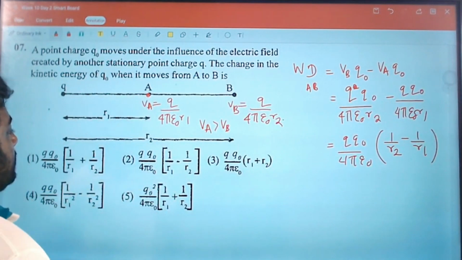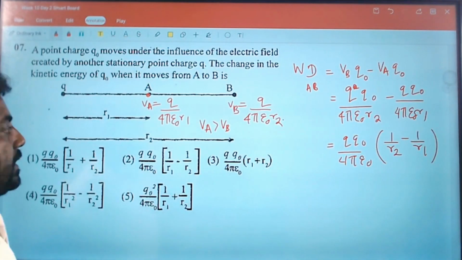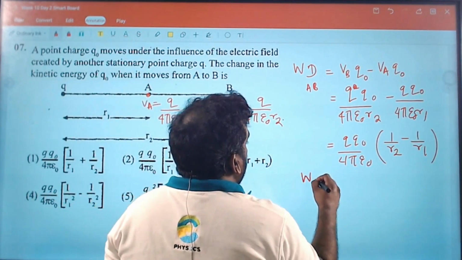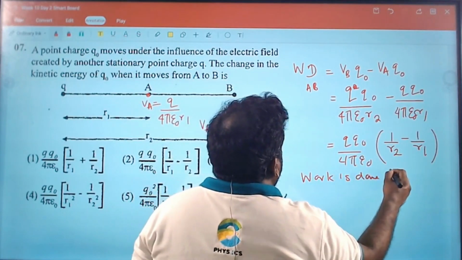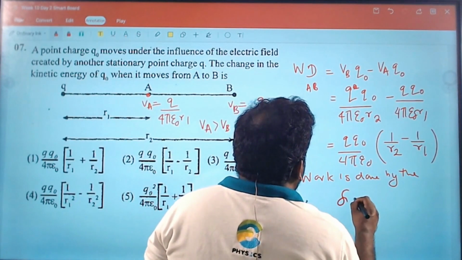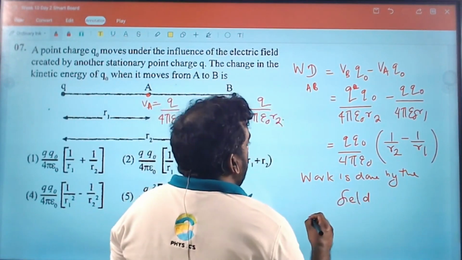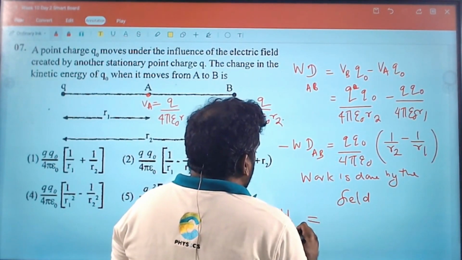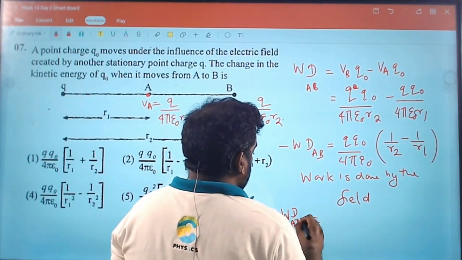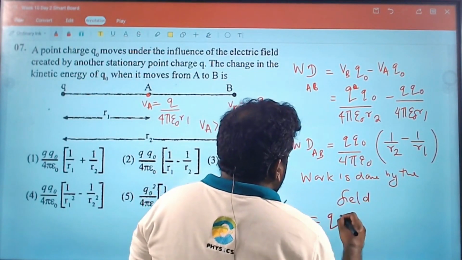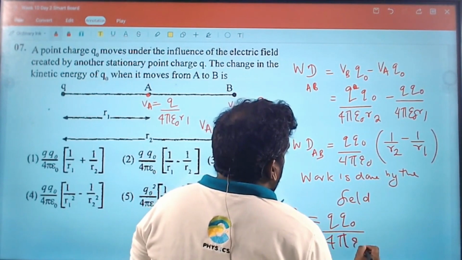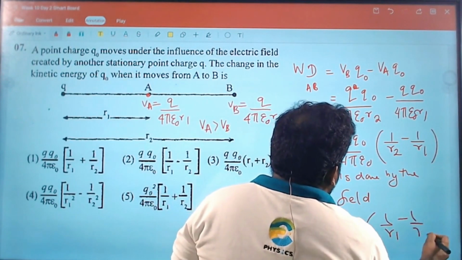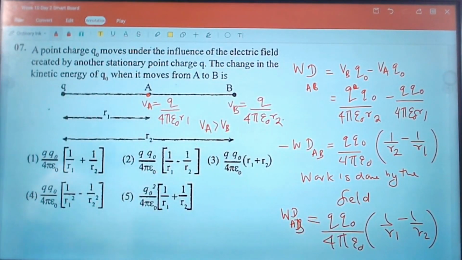So you get a negative answer, which is correct. Work is done by the field. So here negative answer, negative work done. So work done from A to B is, put the negative this side, Q naught divided by 4 pi epsilon naught, 1 over R1 minus 1 over R2, which means your answer is going to be answer number 2.